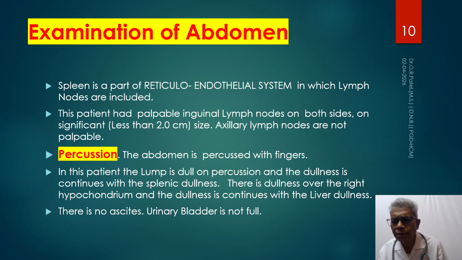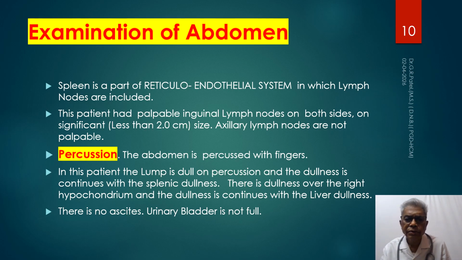Spleen is a part of the reticuloendothelial system, in which lymph nodes are included. This patient had palpable inguinal lymph nodes on both sides, less than 2 cm, but not significant. Lymph node enlargement is non-significant. Axillary lymph nodes are not palpable.